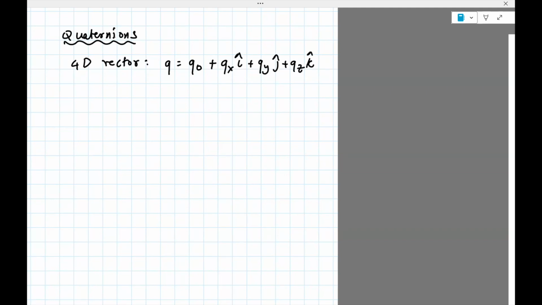Now we are used to vectors, right? We have unit vectors i, j, k, the same thing over here. There's a component X, Y, Z, but then there's this fourth term Q0, which is the constant term, which is a scalar basically.